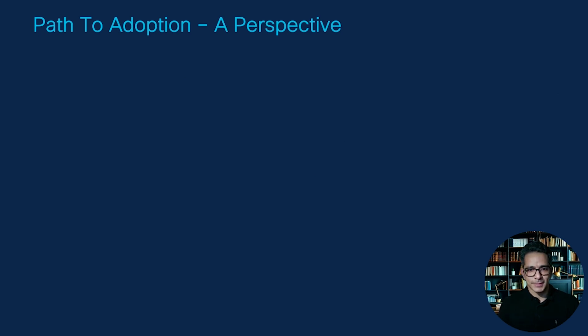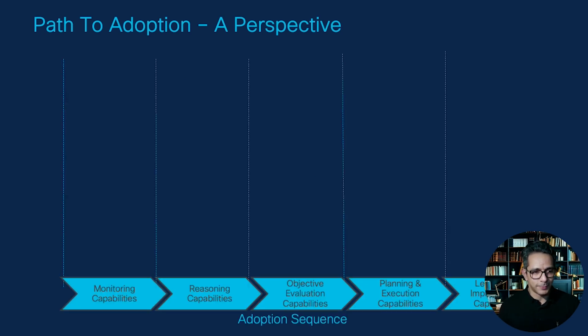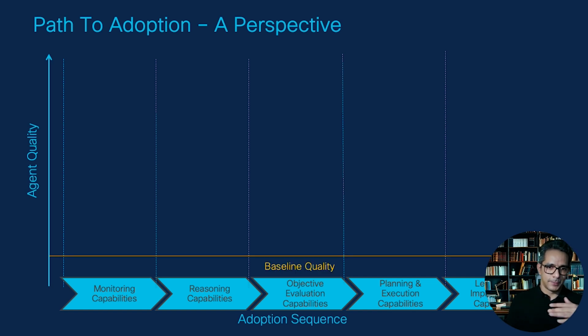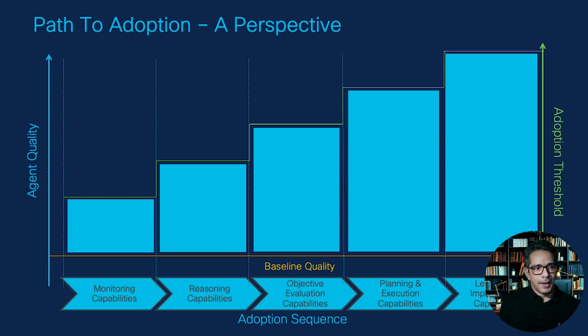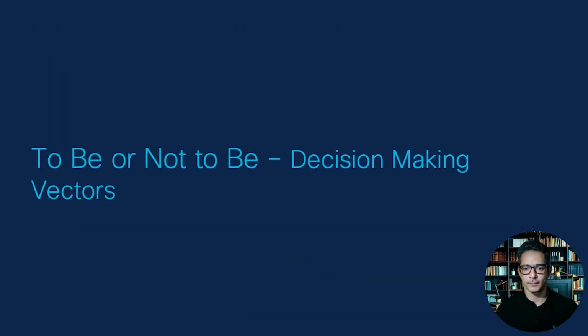Path to adoption. So this is just my personal take on what it will take for agents with these capabilities to become prevalent in the industry. The orange line shows the baseline quality, and the green shows the adoption threshold. And as you can see, the adoption threshold is higher for the more sophisticated agent capabilities. And the agent quality, the area under the curve, which represents the time and effort it will take to improve the agent quality to a level such that it reaches an acceptable level, increases with every step in the sequence. Just a mental map.